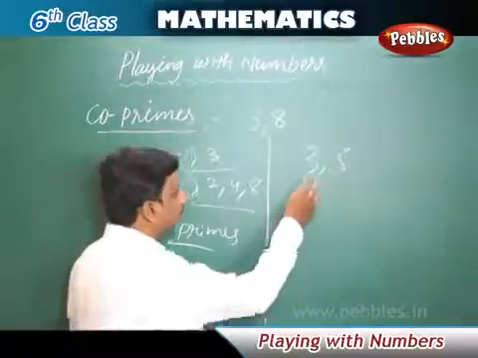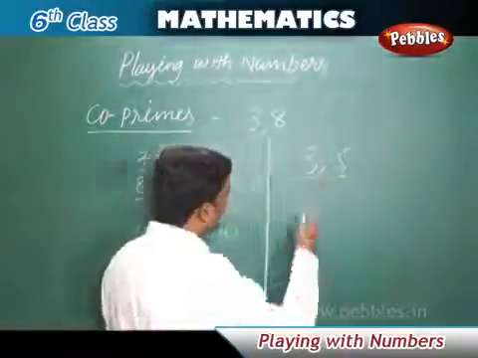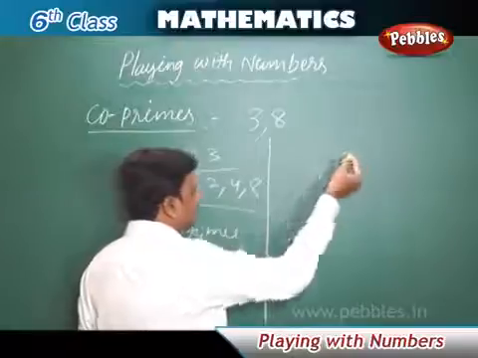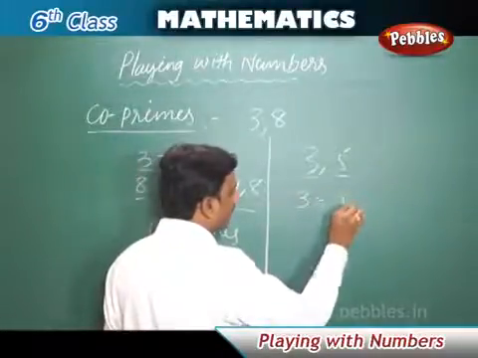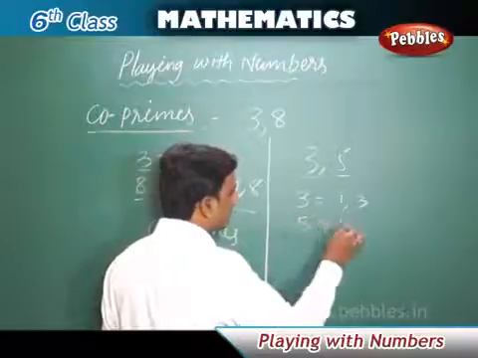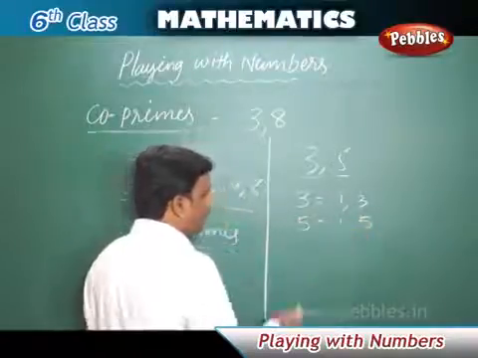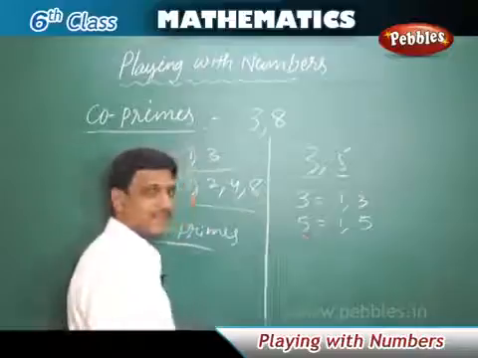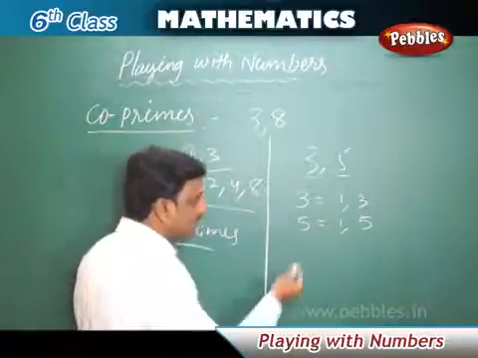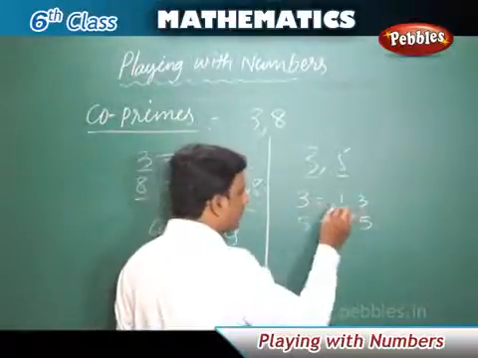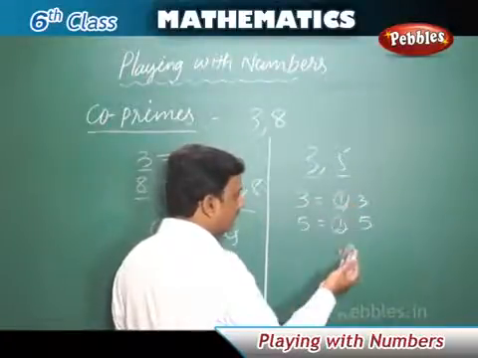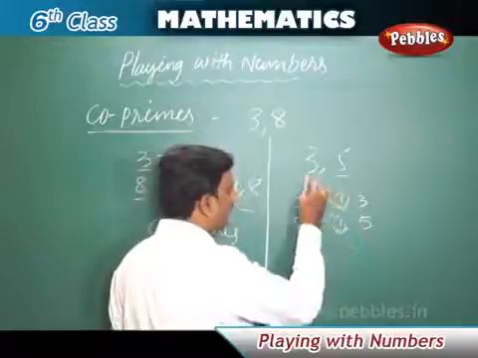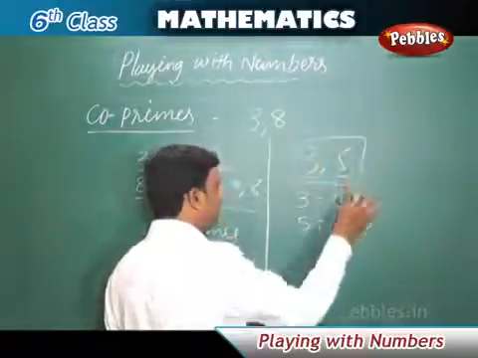Here we see two more numbers, 3 and 5. Here you observe 3 and 5 are prime numbers. Now factors of 3: 1, 3. Factors of 5: 1, 5. So now can we call these two co-primes? Yes, these two are co-primes because these two numbers have only 1 in common. So among their factors only 1 is common. So you can call 3 and 5 co-primes.